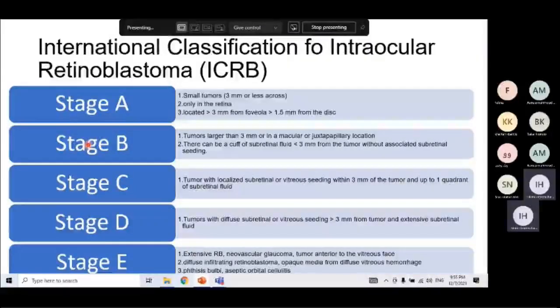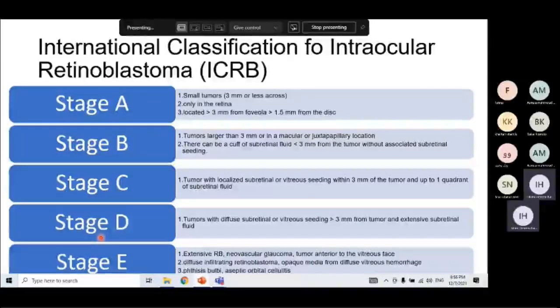Things changed. In the past, retinoblastoma meant either enucleation or radiotherapy. So if you could just salvage the globe without having to enucleate it, it was a success. But now things are much better, and usually patients tend to maintain good vision if caught early. Okay. So it goes from stage A to stage E.